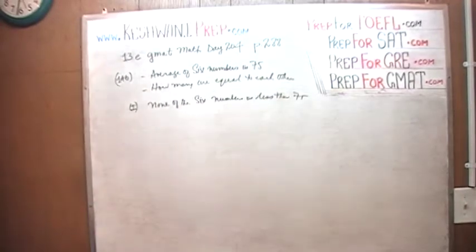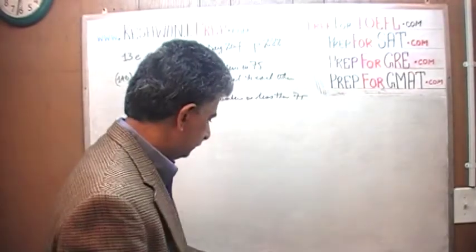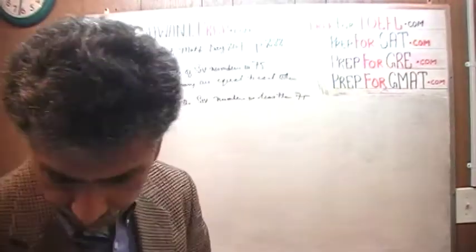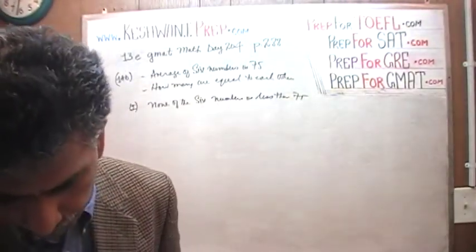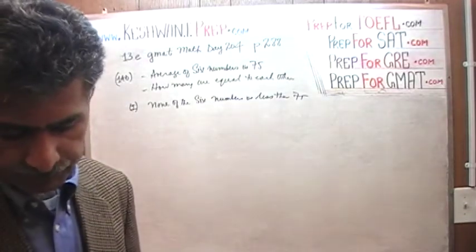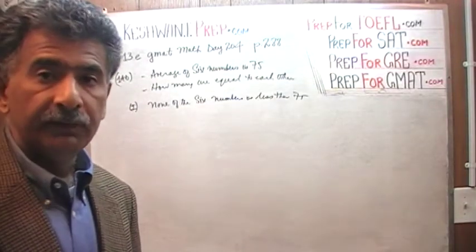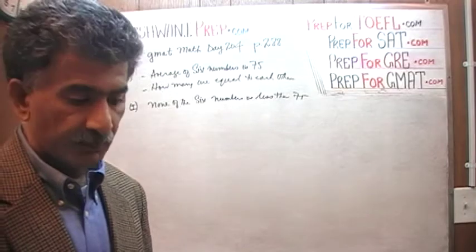In 146, they tell us that average of 6 numbers. We have 6 numbers, and we are told that their average is 75. The question simply is, of these 6 numbers, how many of them are equal to each other?